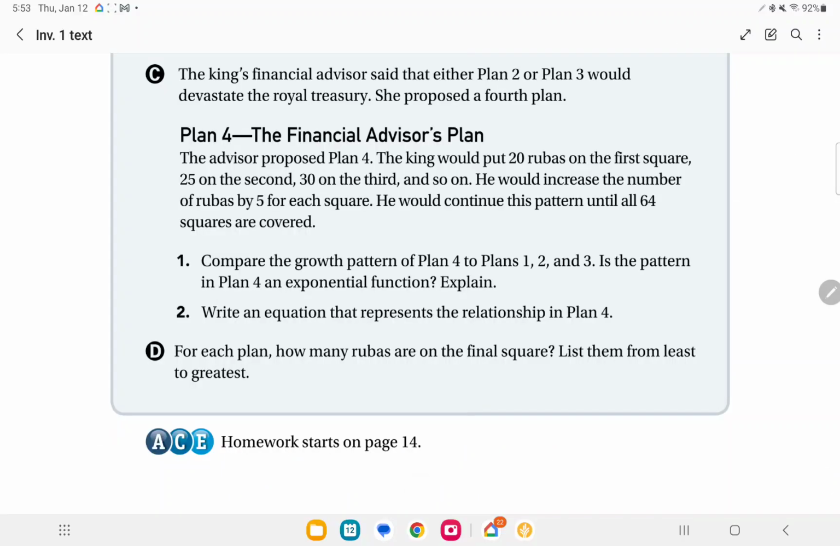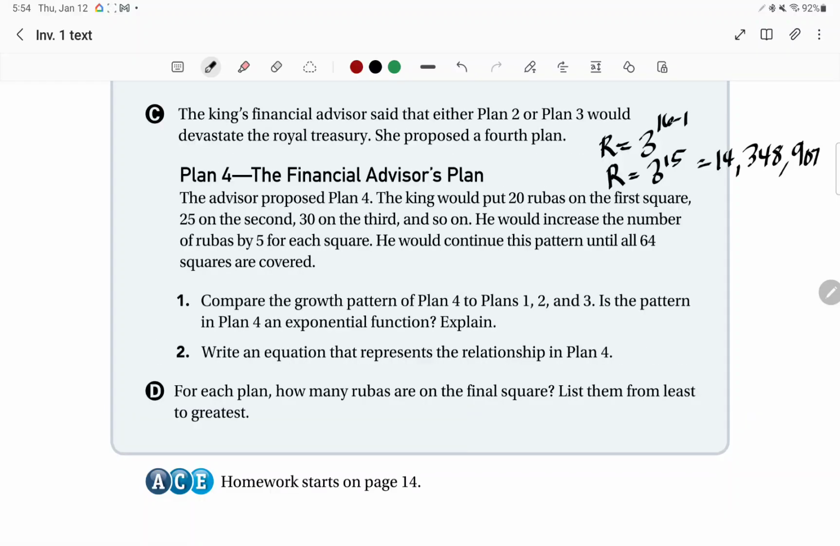And then on C, the king's financial advisor said either plans 2 or 3 would devastate the royal treasury. So this person proposed a 4th plan. Because even with the king's plan, if you look at the 16th square, 3 to the 15th is 14,348,907 rubles. So even the king's plan would put them under. So the financial advisor's like, hey, we can't do that. Let me come up with a plan for you.